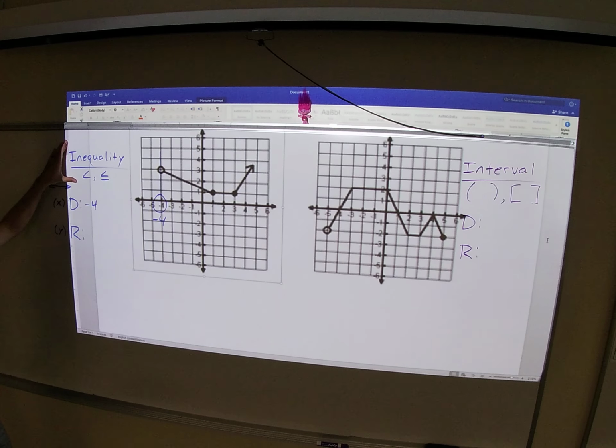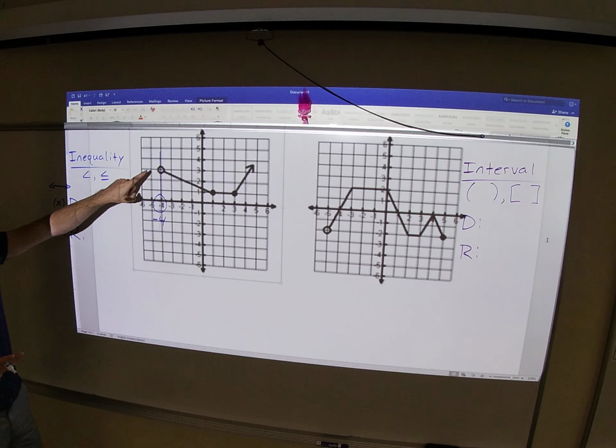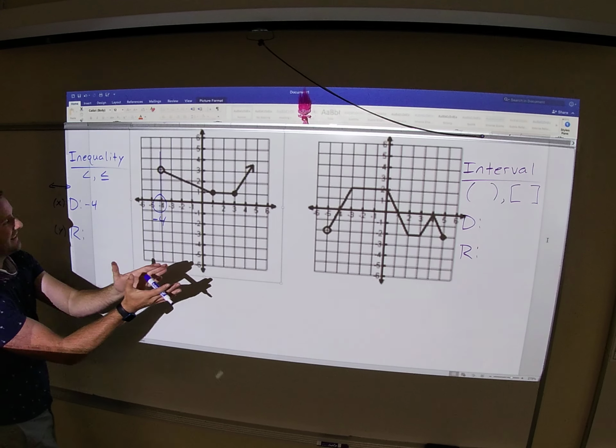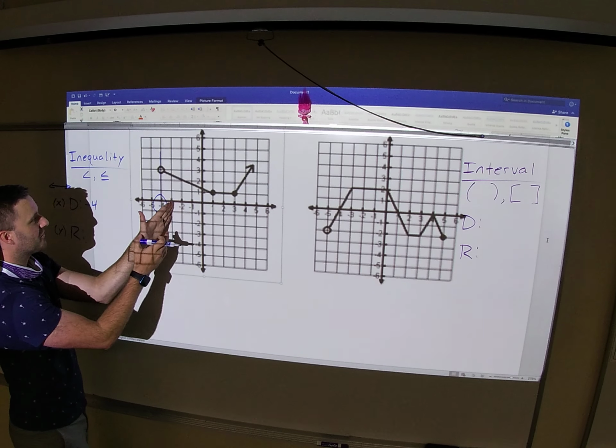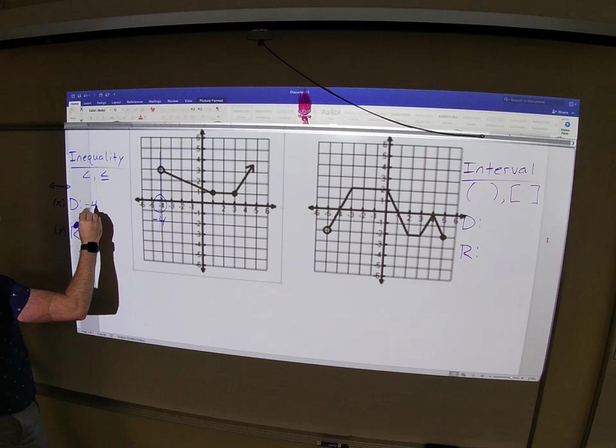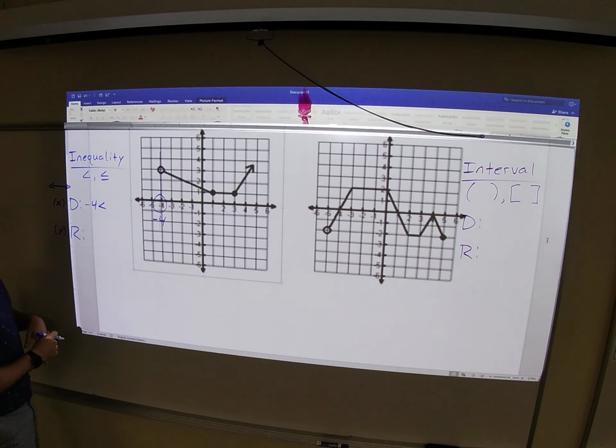Because I want to write an inequality notation, I'm going to use one of these two symbols. Now, I have an open circle here, meaning that this value of x does not actually equal -4, but it can get right up to it. It can be -3.999 repeated. It just cannot be -4. So I need to use the less than symbol without the equal to sign.